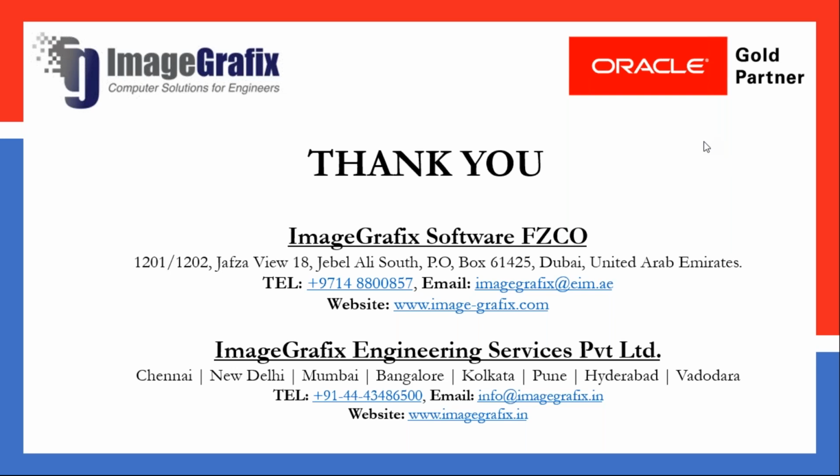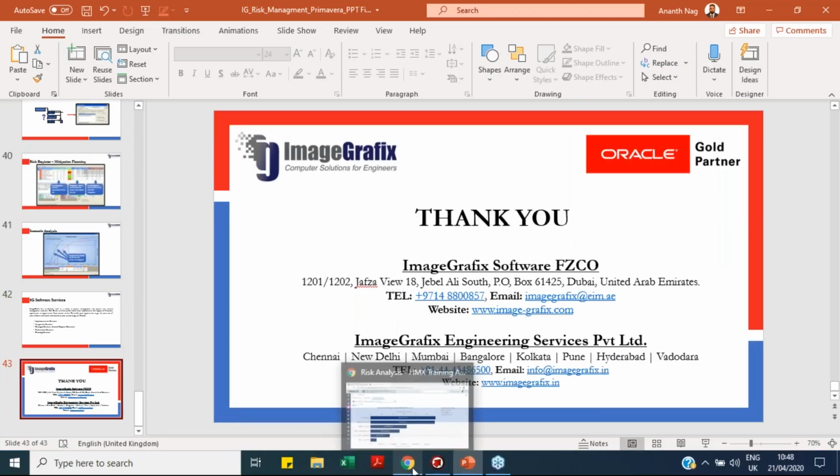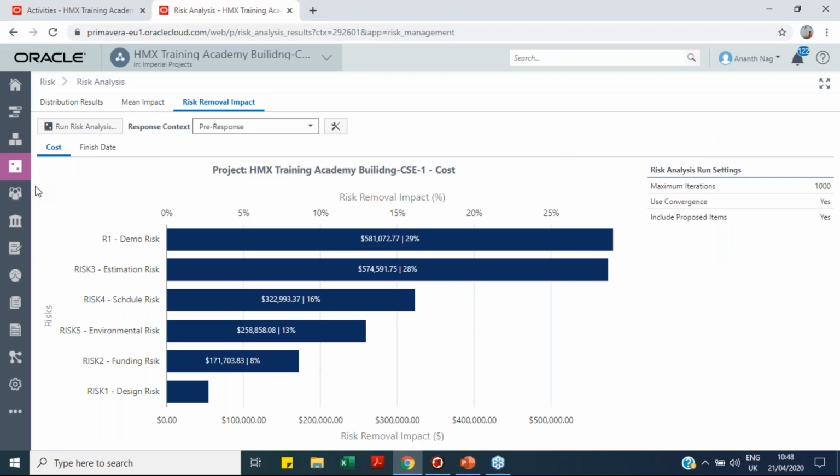Okay, there is one question that has been asked. Can you show one more time how risk is assigned to activities with more details? Is it possible to give a glimpse on this? Yes, Anand, sure. Let me show it. Initially I will go to the risk registry from the risk tab here.